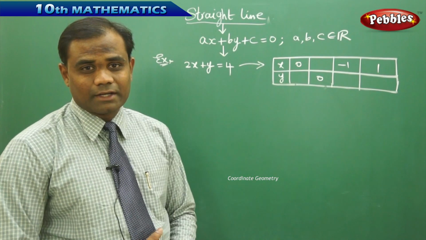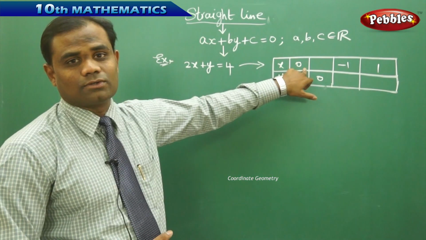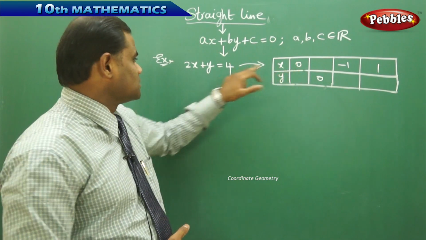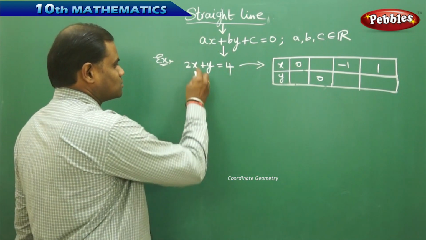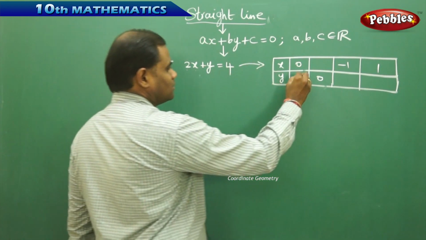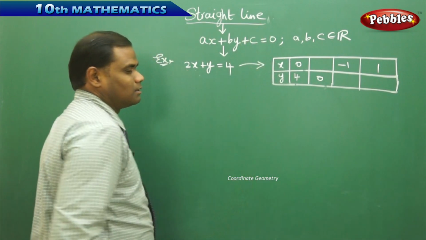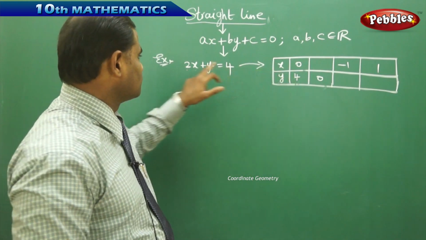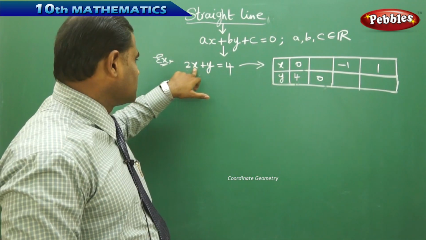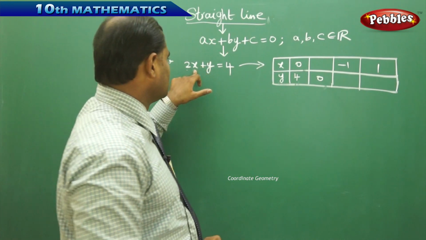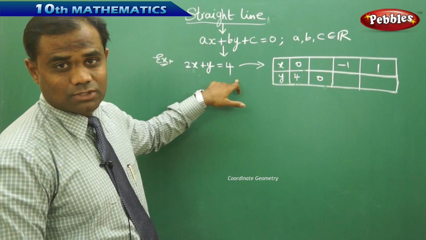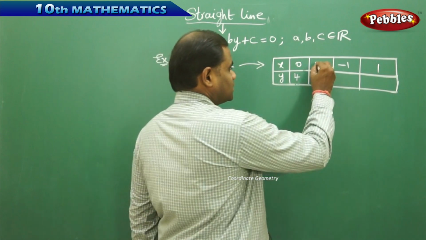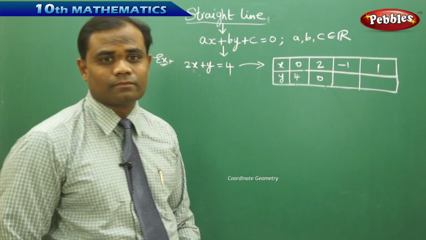For finding the y-intercept, I plug in x equal to 0. When I put x equal to 0 in the equation, I get 2 times 0 plus y, so on the whole my y value is 4 when x is 0. Similarly, when y is 0, then 2x plus 0, that is 2x, equals 4, such that x equals 2.